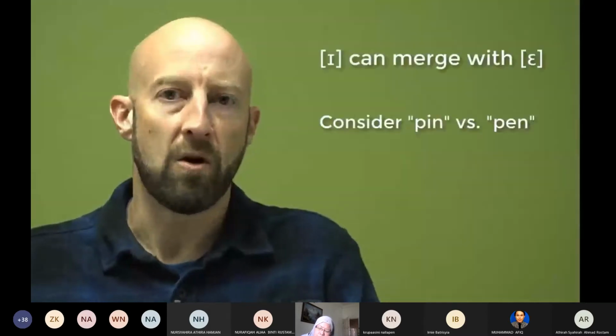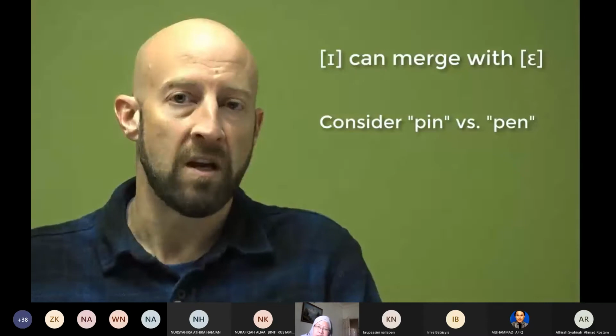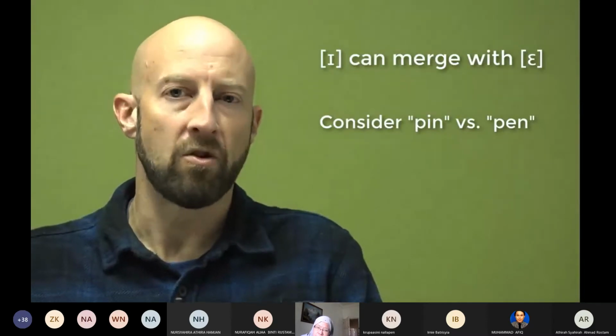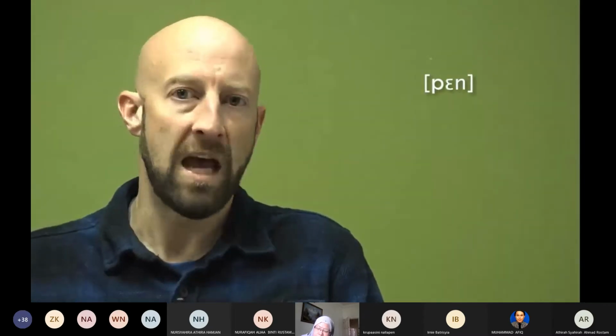I could also propose another isogloss where, for example, east of the Sandia Mountains, speakers are more likely to merge the vowels I and eh in the pronunciation of certain words. So, for example, the words pin and pen are two different pronunciations for me. I'll say I need to put a pin on my coat, or I need to write with a pen. So they have different vowels in each of those words.